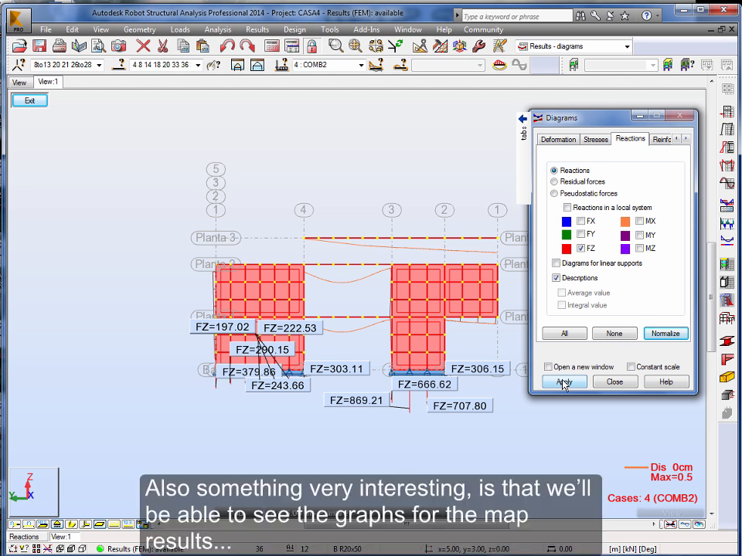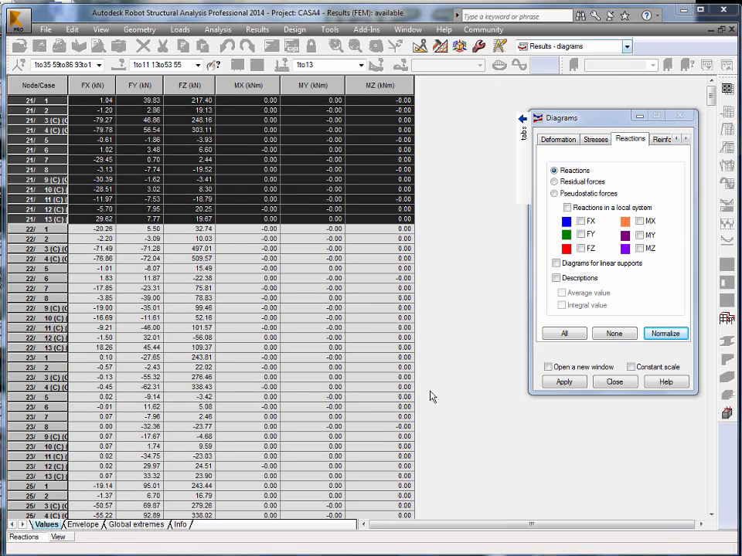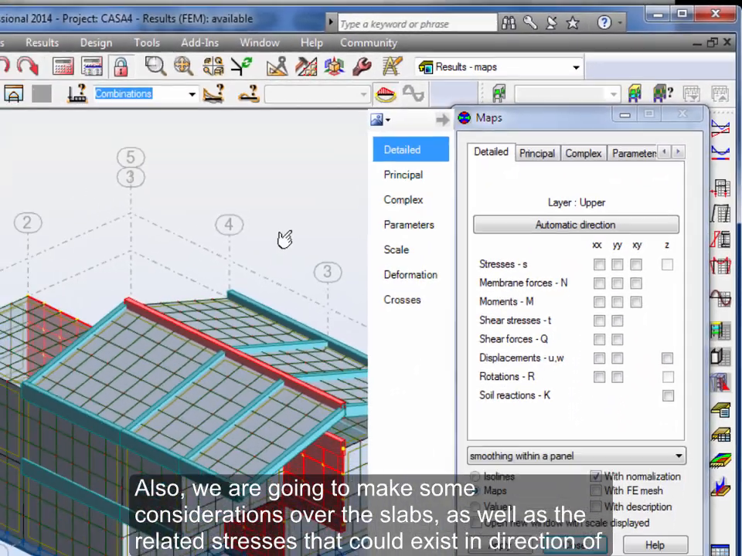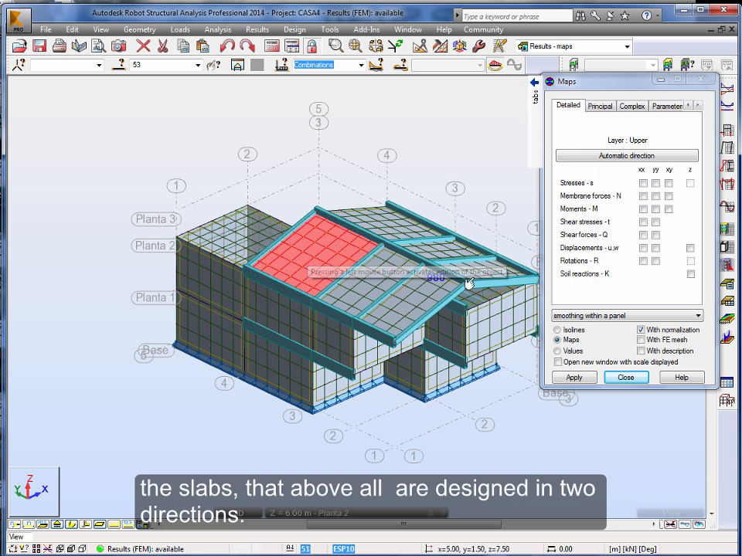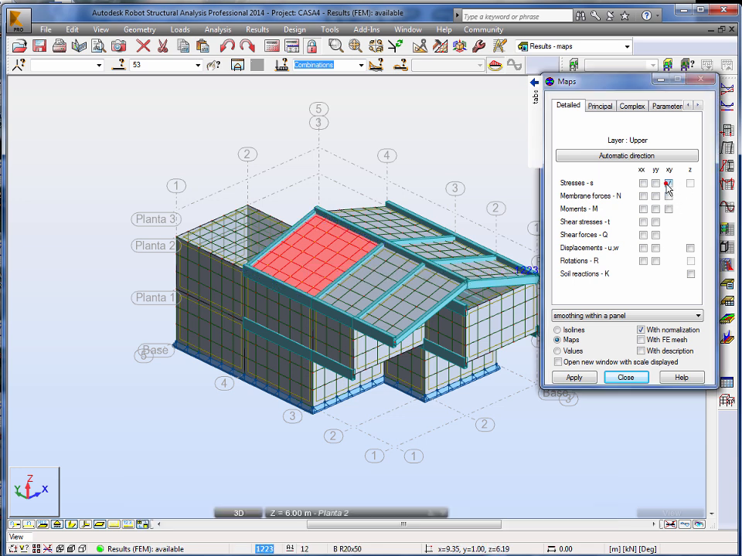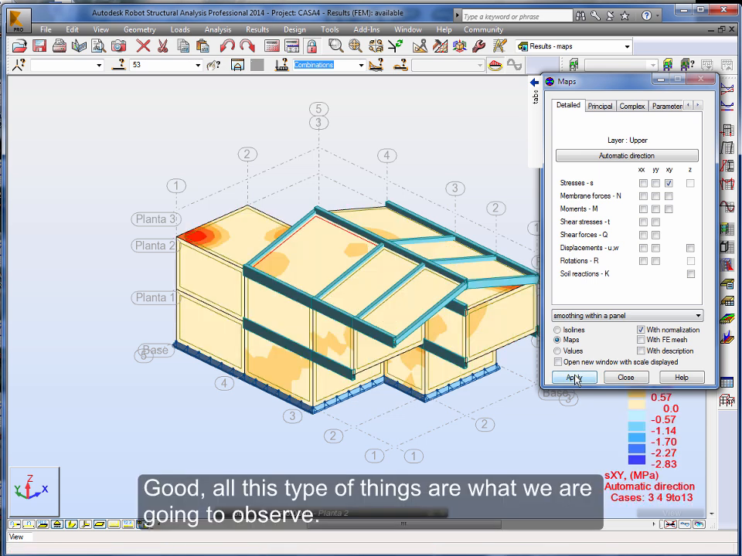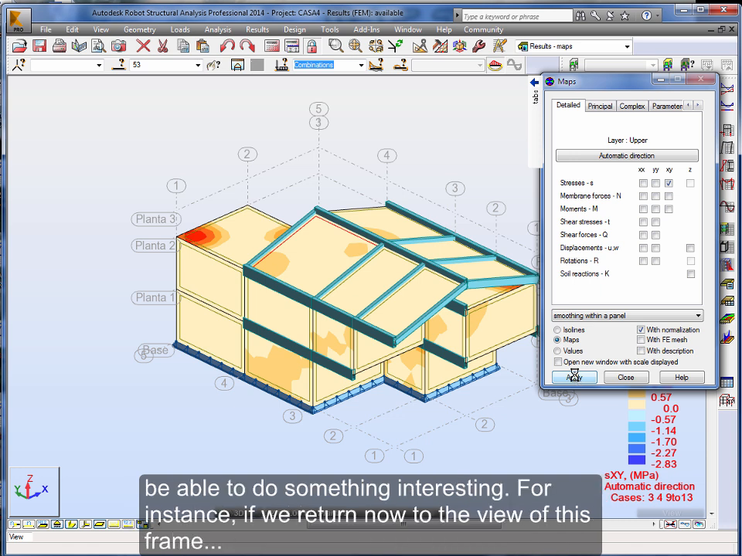Also something very interesting is that we'll be able to see the graphs for the map results over what could be the slabs of our project. Also, we are going to make some considerations over the slabs, as well as the related stresses that could exist in the direction of the slabs, that above all are designed in two directions. Good, all these types of things are what we are going to observe. And once we have completed all these analyses that we have to see, such as seismic, wind, slabs and beam analysis, we'll always be able to do something interesting.